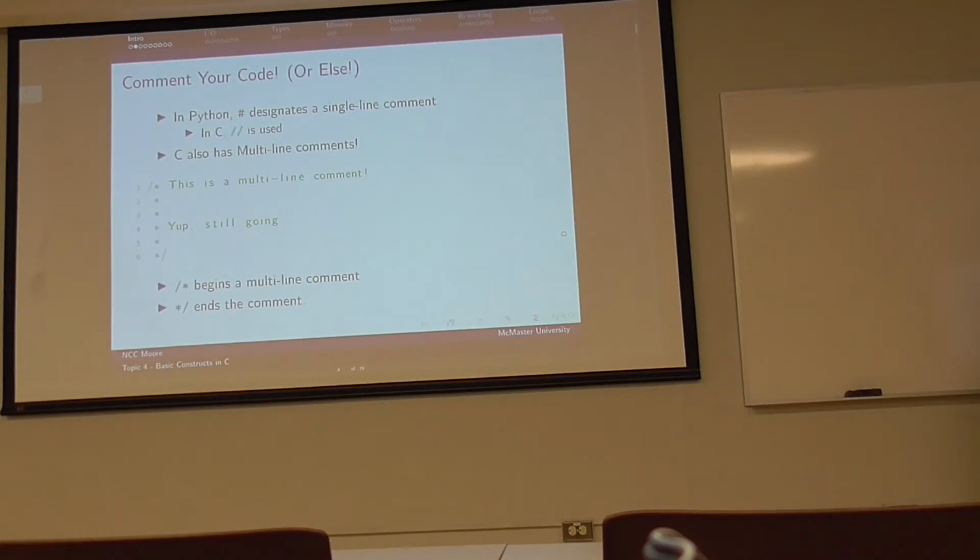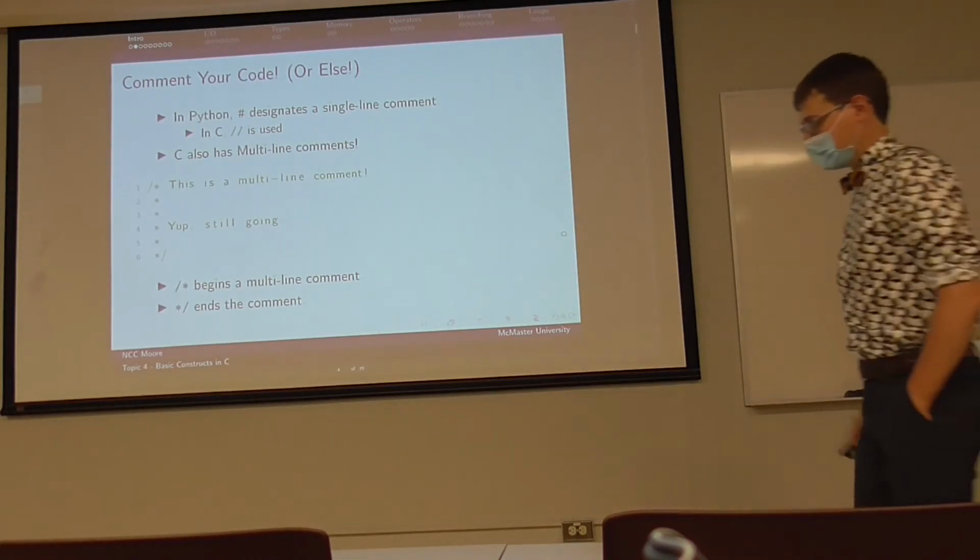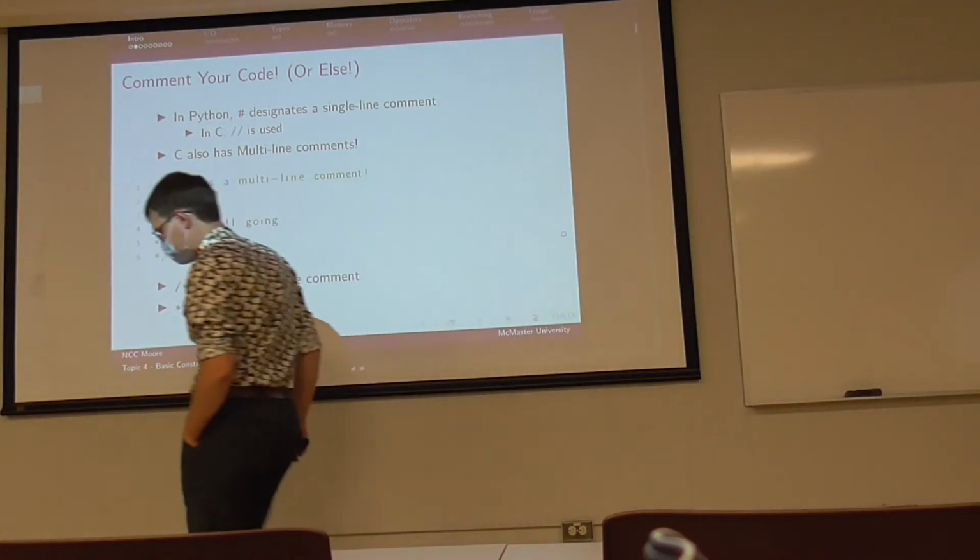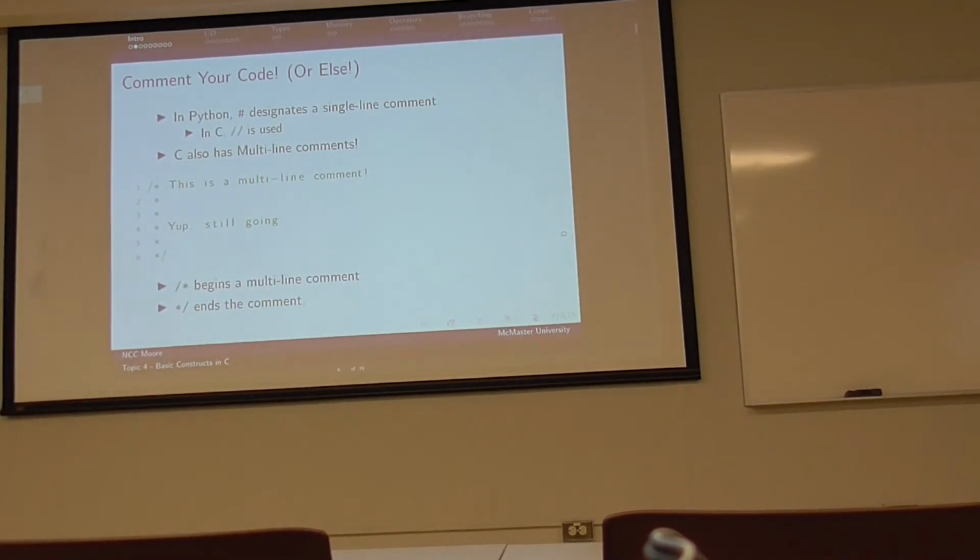So, comment your code or else. In C, the octothorpe character designates a single line comment and doesn't really have multi-line comments. In Python, you can do doc strings, which are a way of commenting multiple lines, but Python is picky about where you can put them.